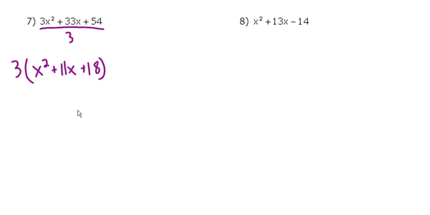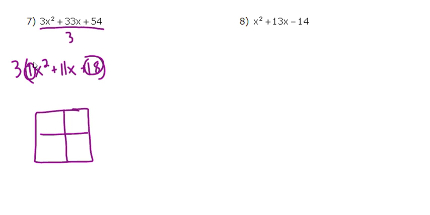Now, in order to do the box, right, I need 4 terms, and this only has 3. So remember what we do with what's left inside the parentheses. I find 2 terms that are going to multiply to 18. So 1 times 18 is 18. And those same 2 terms, when you add them together, you get 11. So that would be 9 times 2. 9 times 2 is 18. 9 plus 2 is 11. So that's what I'm splitting that middle term into to make it 4.